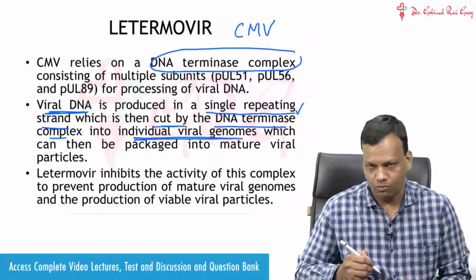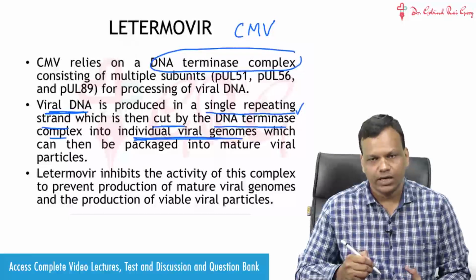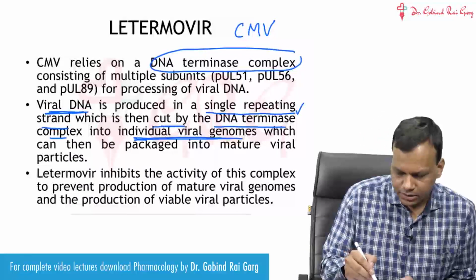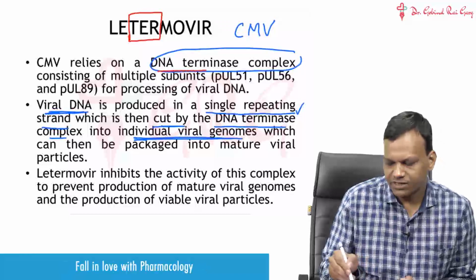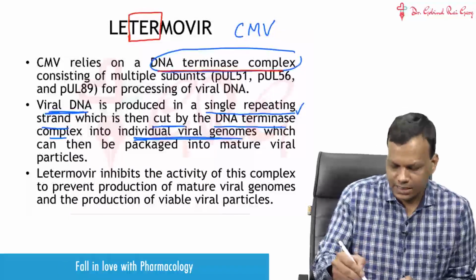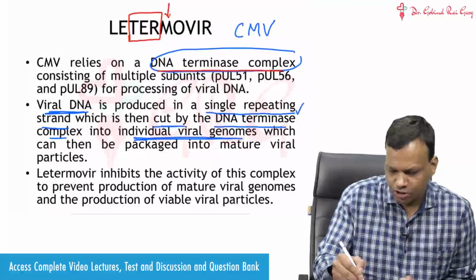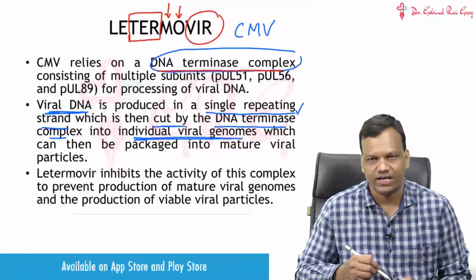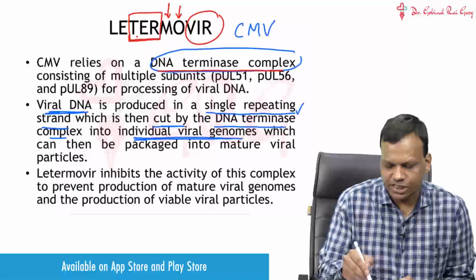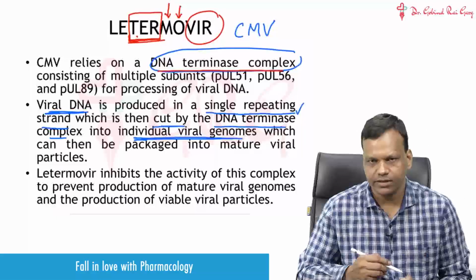Now again the most important question, how to remember? And again you can remember, it is TER means terminase complex, DNA terminase complex inhibitor, and it is acting by inhibiting the maturation of the virus. It inhibits the maturation of cytomegalovirus by inhibiting the DNA terminase complex. Clear?